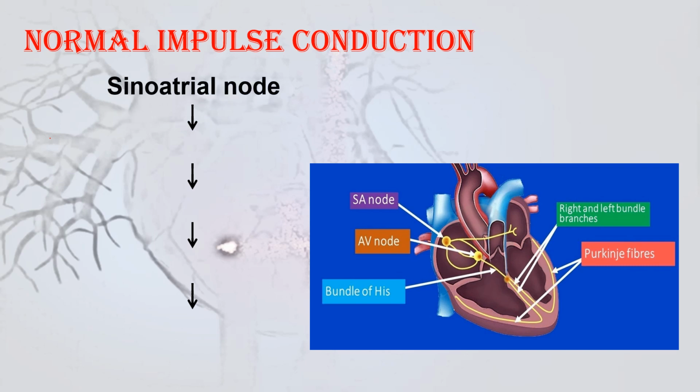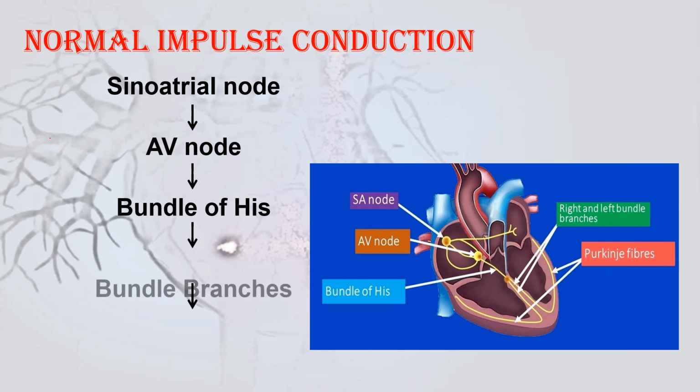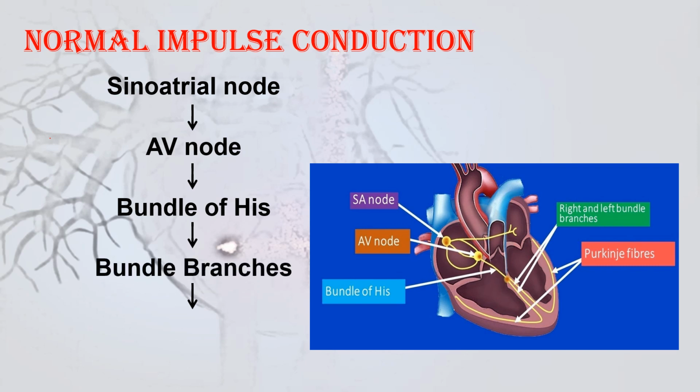So this is the normal conduction pathway. The impulses start from the sinoatrial node, that is the SA node, then move on to the AV node. From the AV node they are conducted to the bundle of His, then the bundle branches and Purkinje fibers.